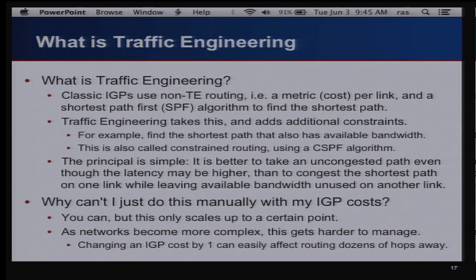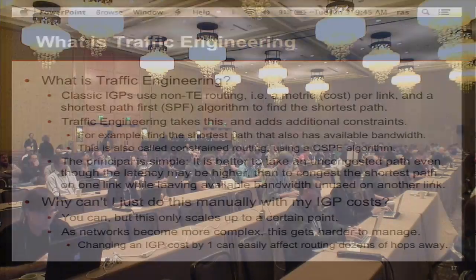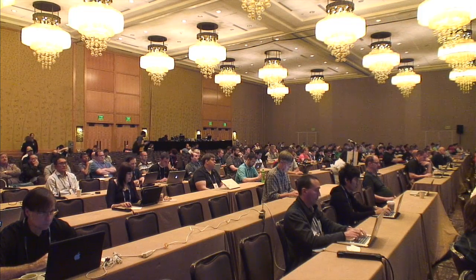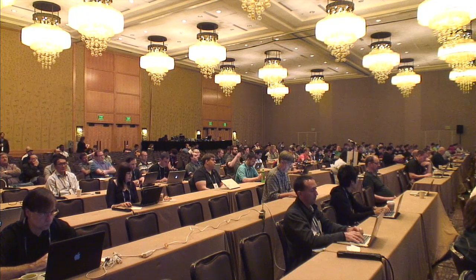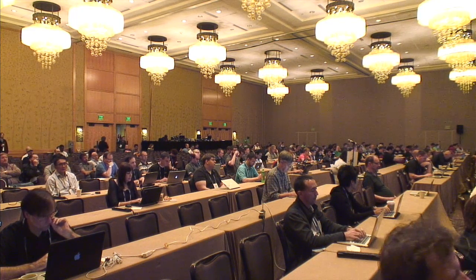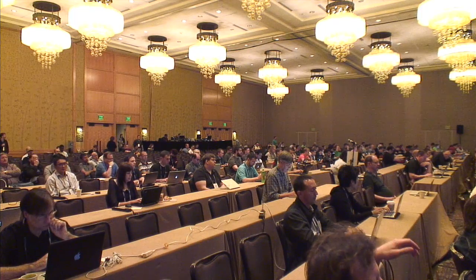So yeah, the classic IGP, you're finding the shortest path, but you're finding one shortest path. And typically what happens in a big complex network is there's many, many ways to get to a destination. And sometimes the shortest path is not the best path because the shortest path might be full. So traffic engineering lets you manage that. It lets you do additional constraints. So you might say, find me the shortest path that also has available bandwidth. And that's called, in the MPLS world, CSPF, Constrained Shortest Path First Algorithm.